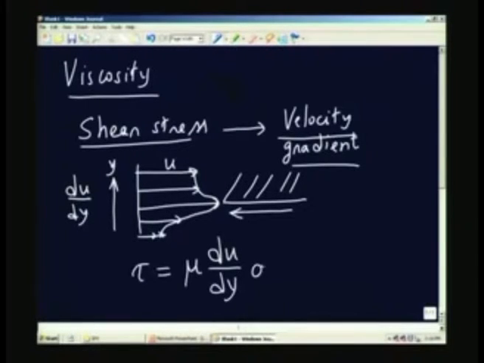Or if we want to look at viscosity, it will be the ratio of the shear stress in the fluid to the velocity gradient in the fluid. It may be either a liquid or a gas. So the measurement of the viscosity will mean somehow we have to measure the shear stress, or the effect of the shear stress we have to measure.